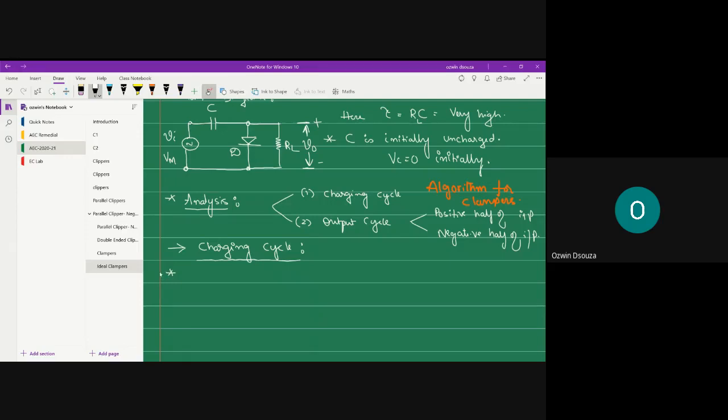So this is how we distinguish a clamper. In a negative clamper, the first charging cycle is the positive half of the input. Those who said the positive half cycle, their answer is correct. So for a negative clamper, the first charging cycle is the positive half cycle of the input. Similarly, for a positive clamper, it is going to be the negative half of the input. So first is the identification of the charging cycle. Done.